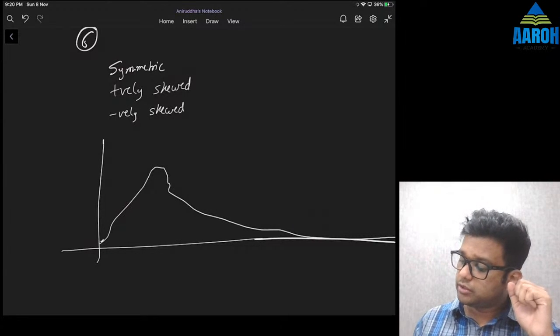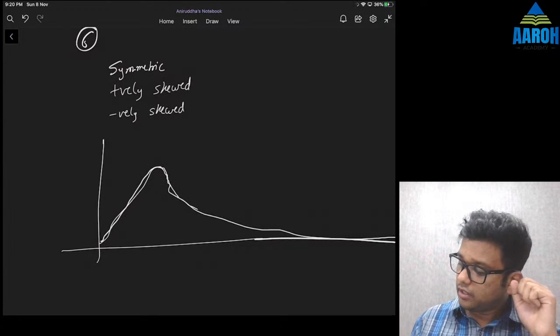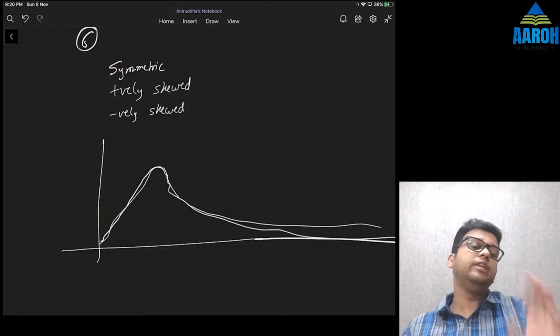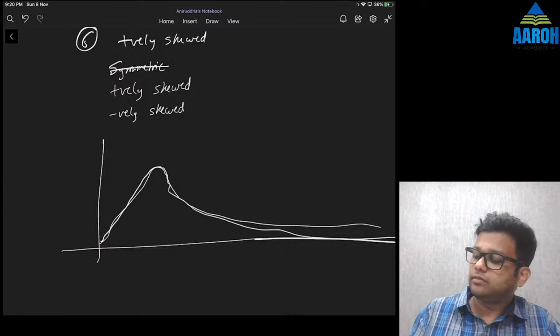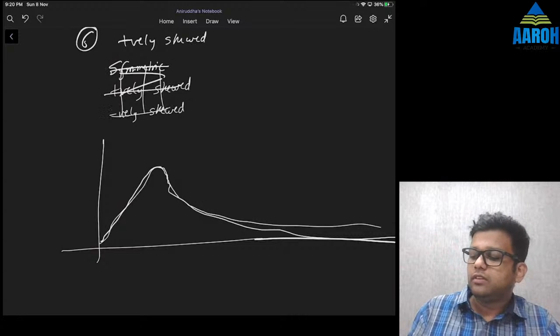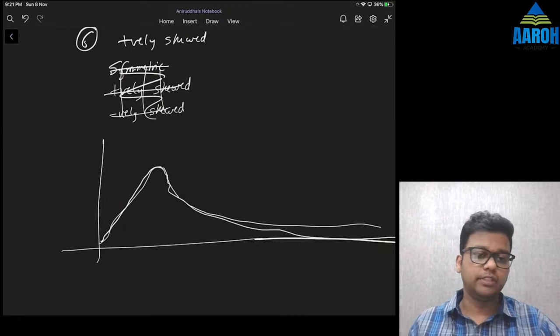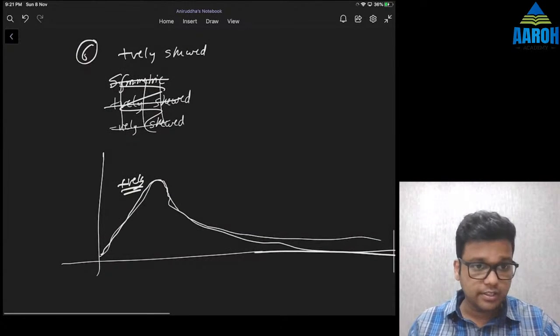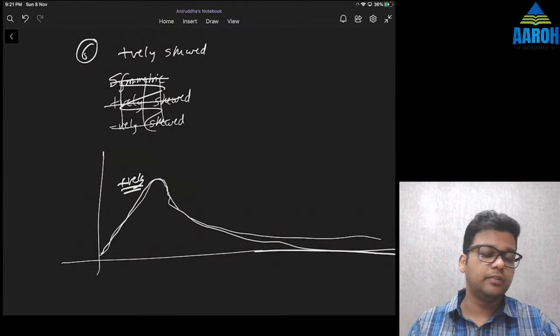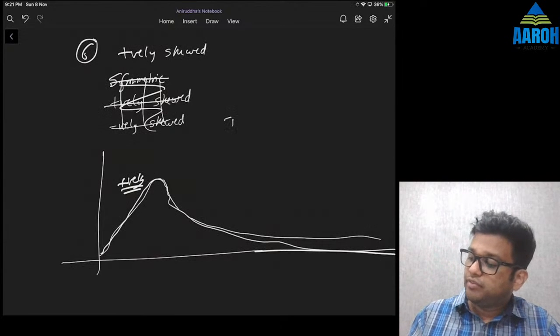Let me know if everyone has understood this. Most of the values are here and then up to infinity there are very low values. That means this distribution is always positively skewed. Has everyone understood why? And if yes, then tell me if you understand this statement.